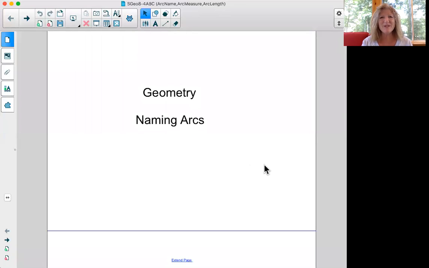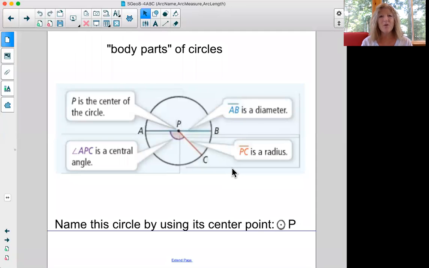Hello, geometry students. Today we're going to learn how to name the arcs of a circle. Before we start, we need to learn the body parts of a circle. So the center point is the point at the very center of the circle, and that's crucial because we use that center point to name the circle. We use the circle symbol and the capital letter that represents that center point when we name circles.